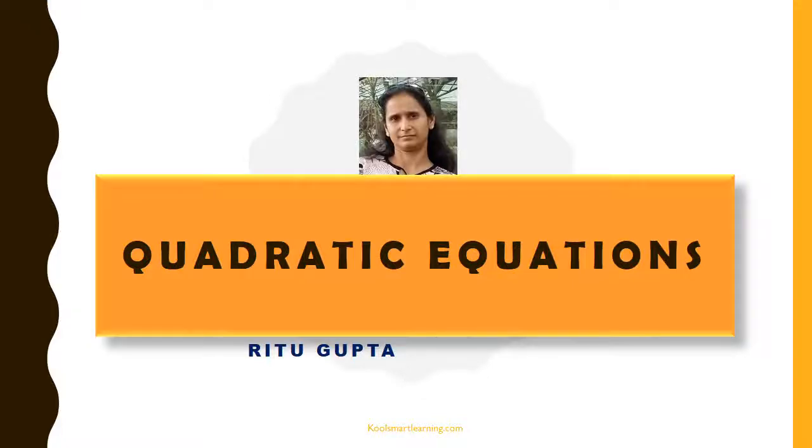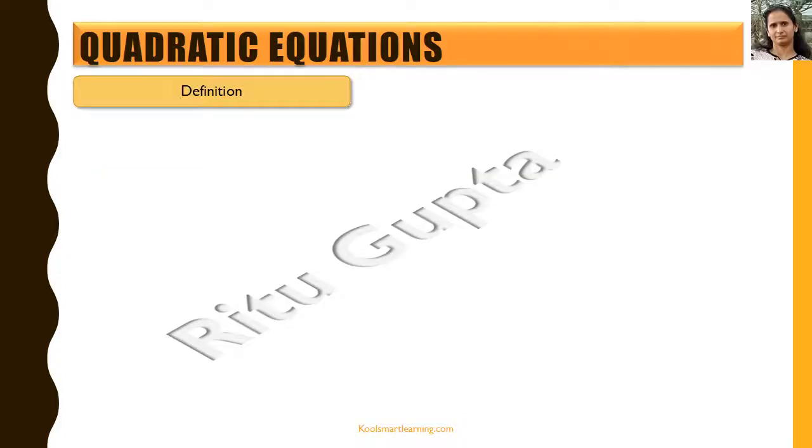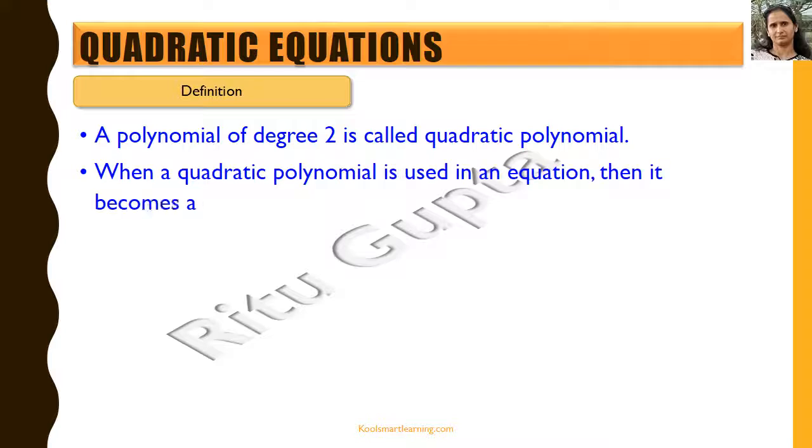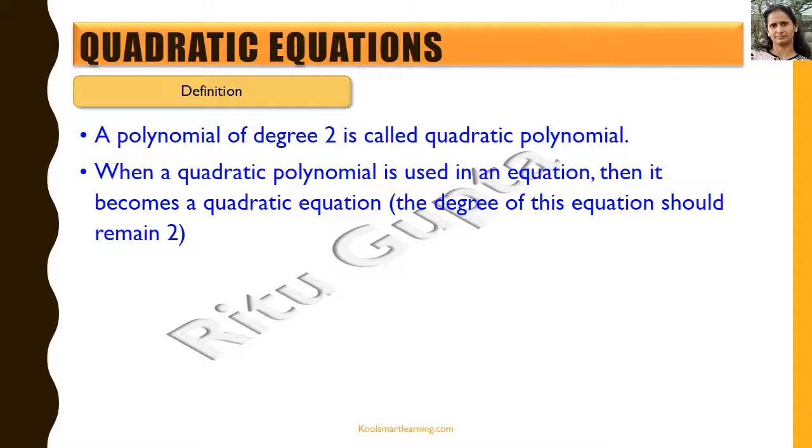Hello friends, we are going to talk about quadratic equations in this session. So let's first talk about the definition of a quadratic equation. We know that a polynomial of degree 2 is called a quadratic polynomial. When a quadratic polynomial is used in an equation, then it becomes a quadratic equation.